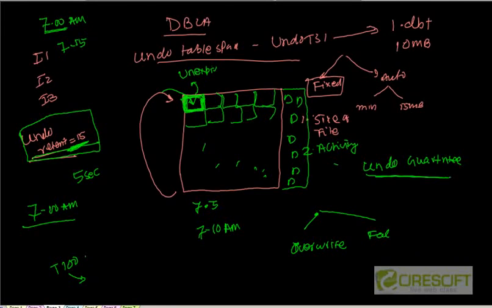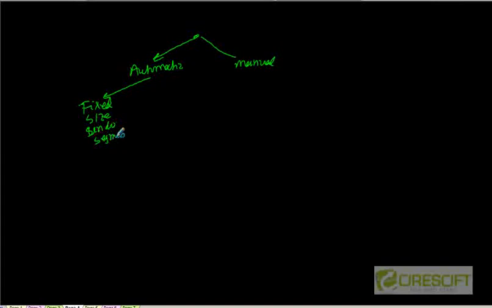So here is the deal. Let me summarize whatever we learned so far. Undo can be managed in two ways: one is automatic, another is manual. Starting from Oracle 11g, it is highly recommended that you use automatic; that is the way I should go, I don't want to do it the manual way. And in automatic, we can have a fixed size undo segment, or we can have an auto extended undo segment.